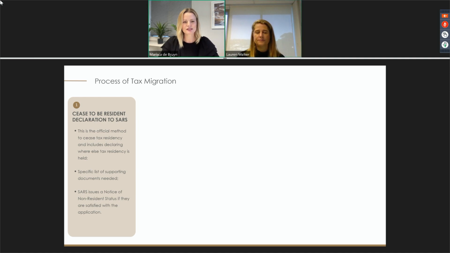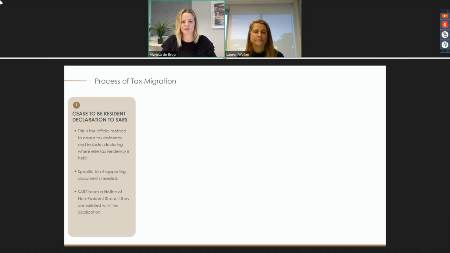Yes. Okay. So the first step is to do a cease to be resident declaration to SARS. And this is your official method of informing SARS that you've broken tax residency. In the past, it was that you need to tick your tax return, but they've implemented this process. And there's a whole lot of supporting documents that need to go with this application to motivate why you are ceasing tax residency. And then if they accept it and it's approved, then they'll issue you with a notice of non-resident status letter. And this is basically like your golden ticket out of the tax net of South Africa. And it's a very important document. It's needed in so many processes in the future.